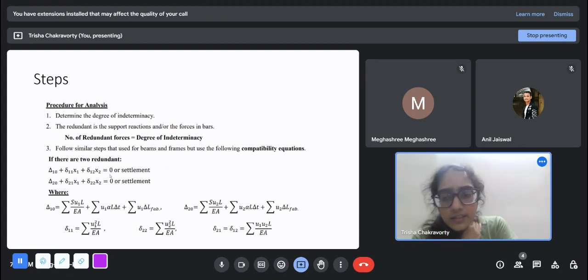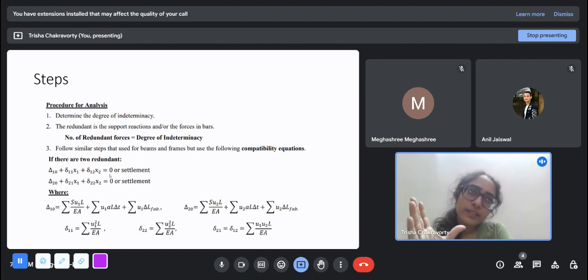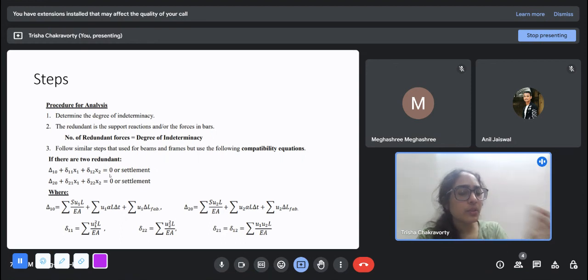What we just did: the redundants are the support reactions and/or the forces in bars. How many? If the degree of external indeterminacy is 2, you have to take 2 support reactions as redundant forces. If there is no internal indeterminacy, you don't have to take any member force as a redundant force. Basically, the degree of internal indeterminacy is the number of member forces you have to take as redundant, and similarly, the degree of external indeterminacy is the number of support reactions you have to take as redundant.